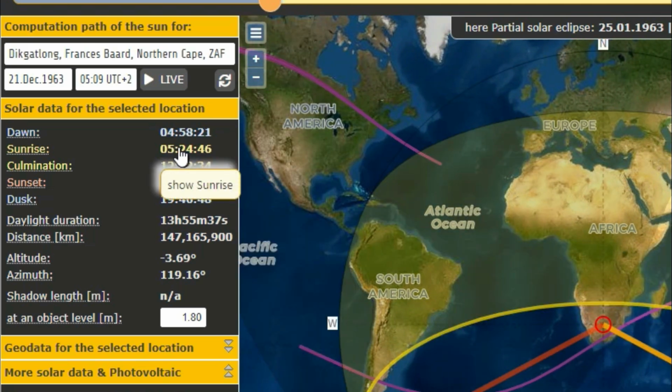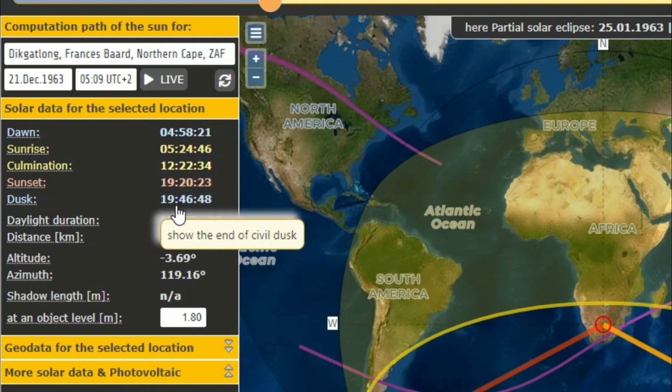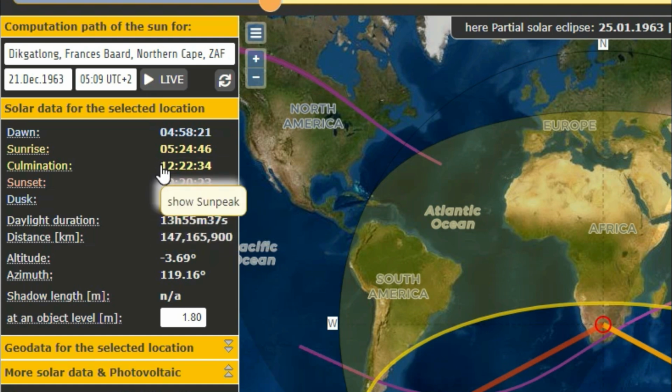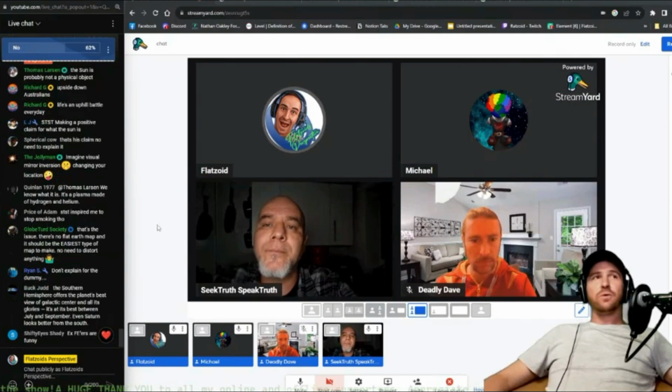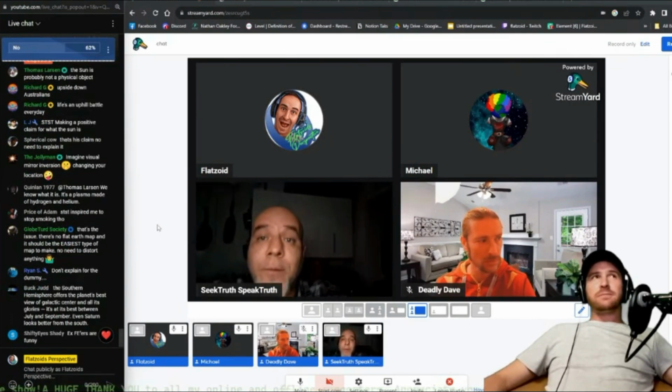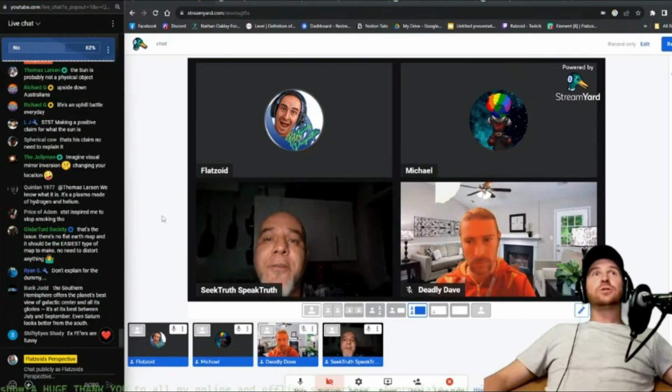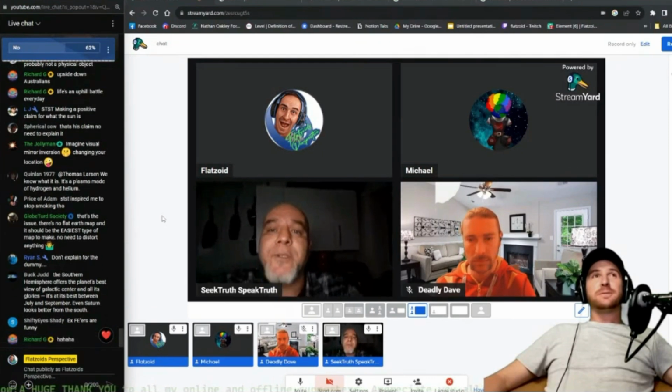Sunrise 5:24. Culmination 12:22. That's identical with the angles in Australia. It definitely rises east to west, mate, not north. Yeah, that's exactly what I'm saying, dude. But on a flat Earth projection, it would be from a totally different direction.